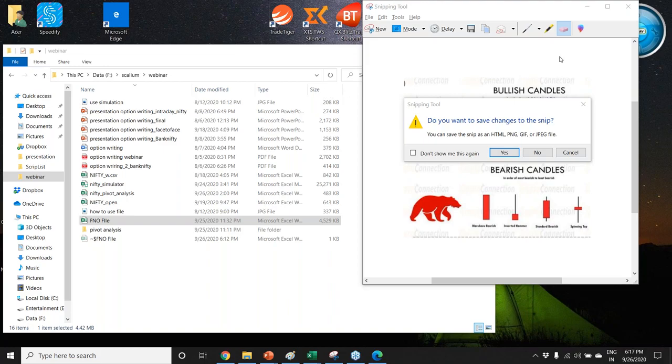Yeah, stock selection is based on pivot points. Yes, we have to combine the monthly and weekly pivot both.